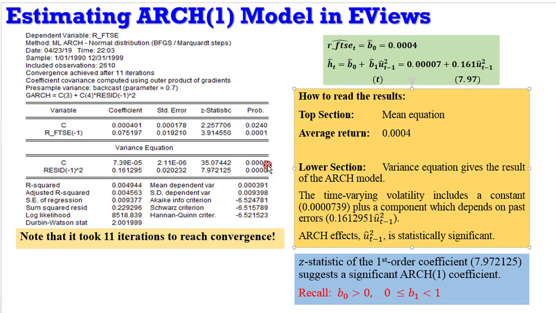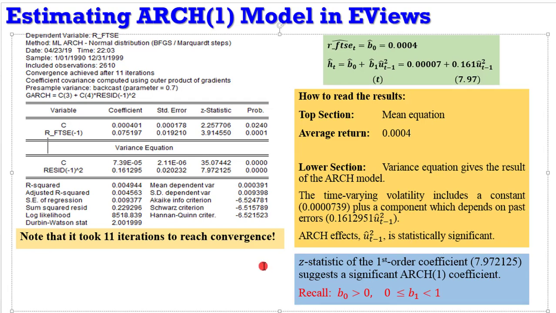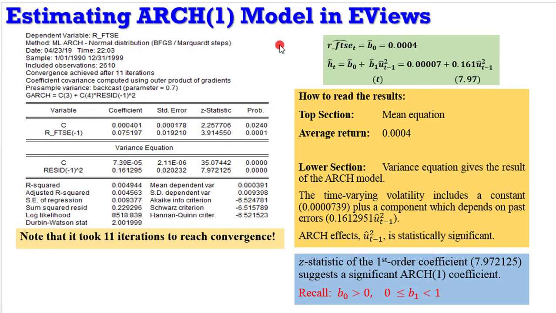Recall, the underlying assumption is that beta naught must be positive and beta 1 must lie between 0 and 1. So let's check out our variance equation to see if it fits this assumption. Beta naught is positive, as you can see here, 0.00007 is positive, and beta 1 lies between 0 and 1, as you can see, it is 0.161. If beta 1 is greater than 1, that model is explosive. So it should lie between 0 and 1. So this is how you estimate an ARCH-1 model.